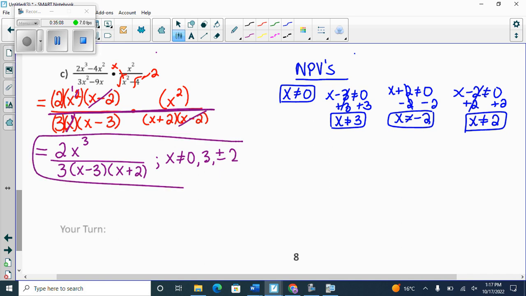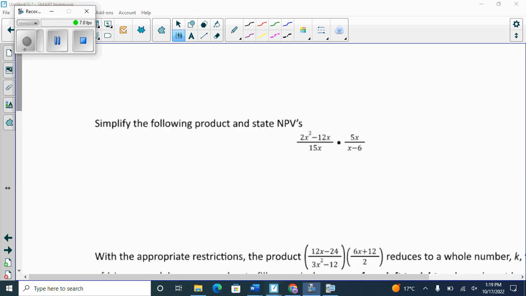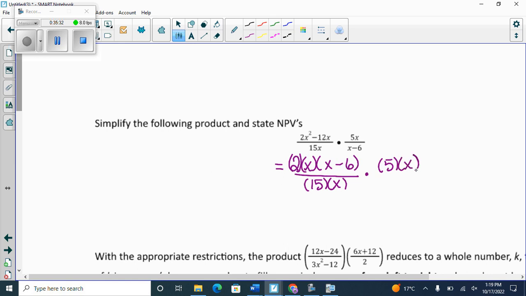Now you guys try the other one. So this one, we can take a 2 and an x out. And we're left with x minus 6. The 2 and the x go in their own brackets because they're multiplied. 15x is a monomial, so the 15 and the x go in their own brackets. Times 5x, it's a monomial, so 5 and the x go in its own brackets. And then x minus 6.